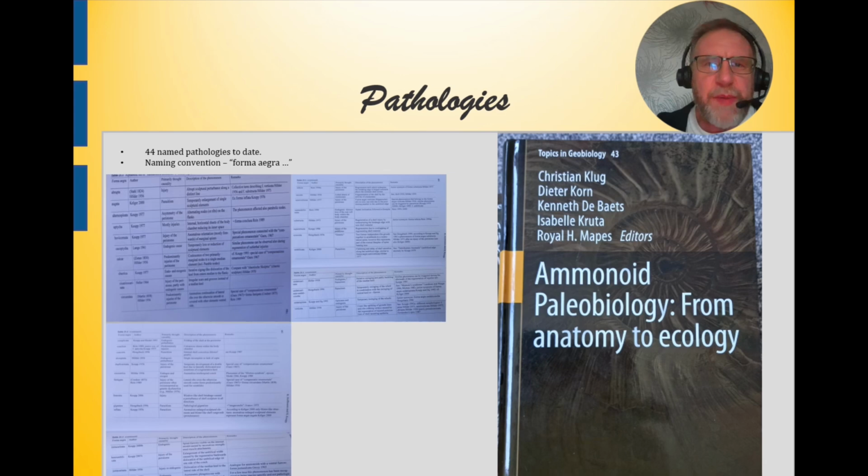There has been some debate about whether to drop the agra part of the name, as agra just indicates sick, and by labelling it as a forma to start with, you are already indicating that this is a sick and diseased animal. However, for now, the forma agra designation sticks.